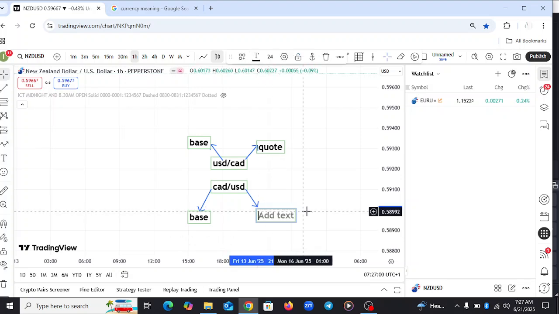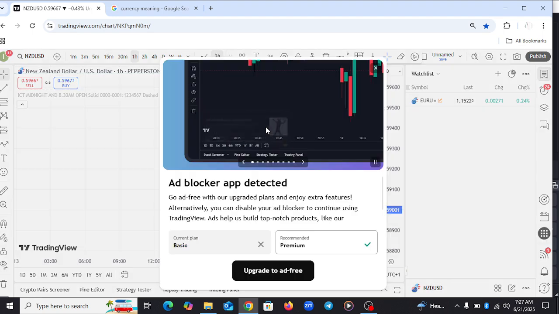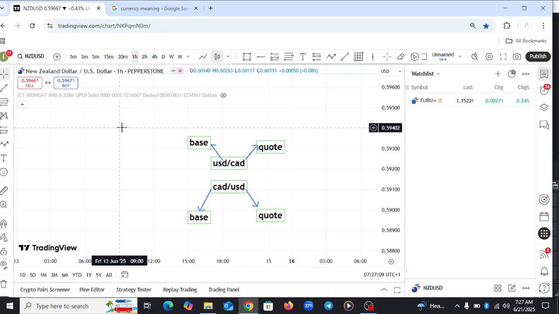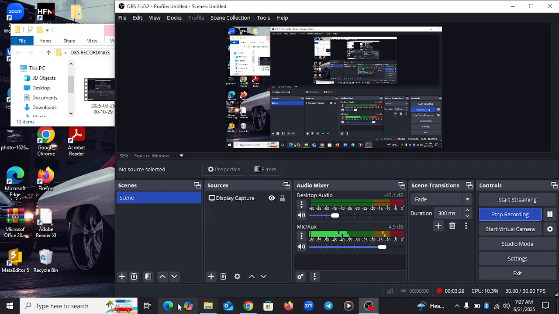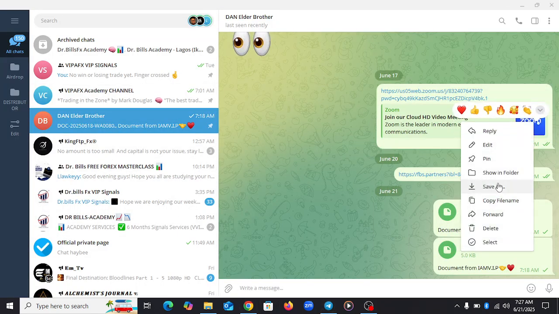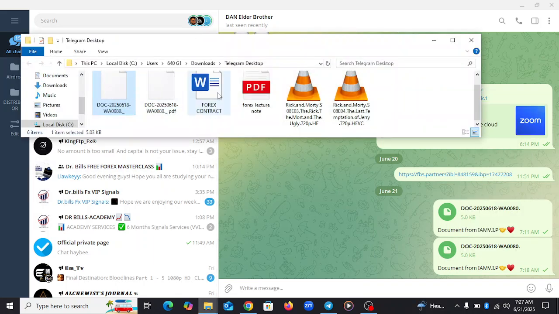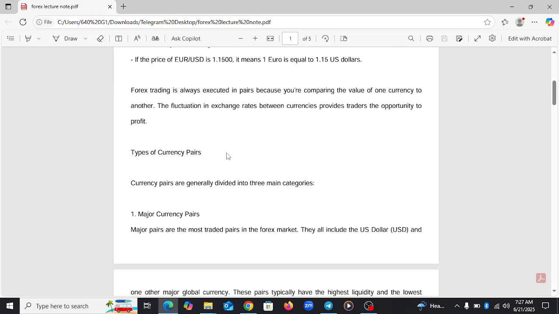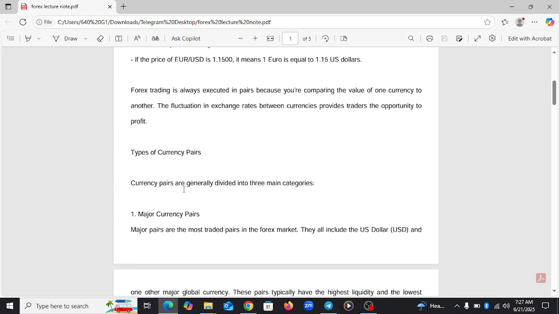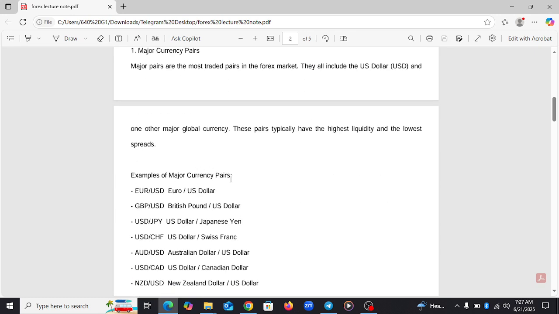So in the currency pairs, we now have the types of pairs that we have, right? Now the easiest definition for the types of pairs, let me open the note. So yeah, we have multiple types of currency pair. We have like three, right? So we have the major currency pairs, the minor currency pairs, and the exotic pairs.